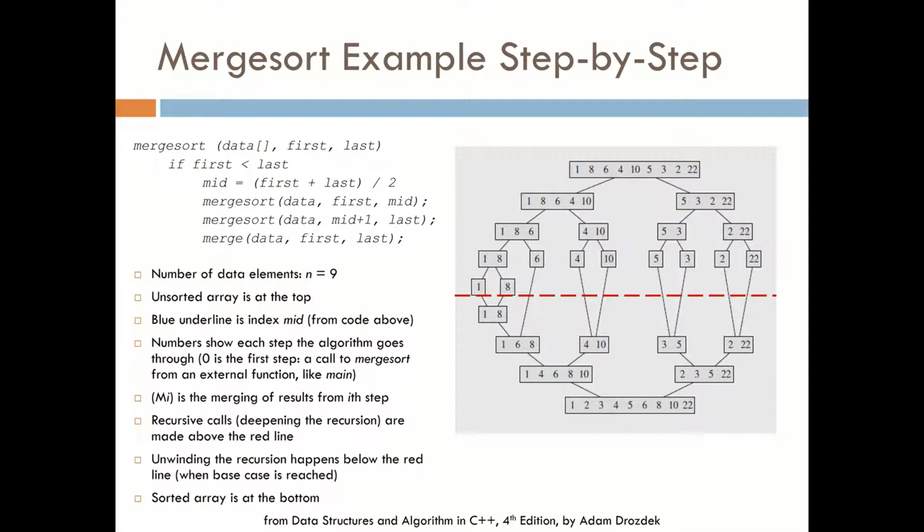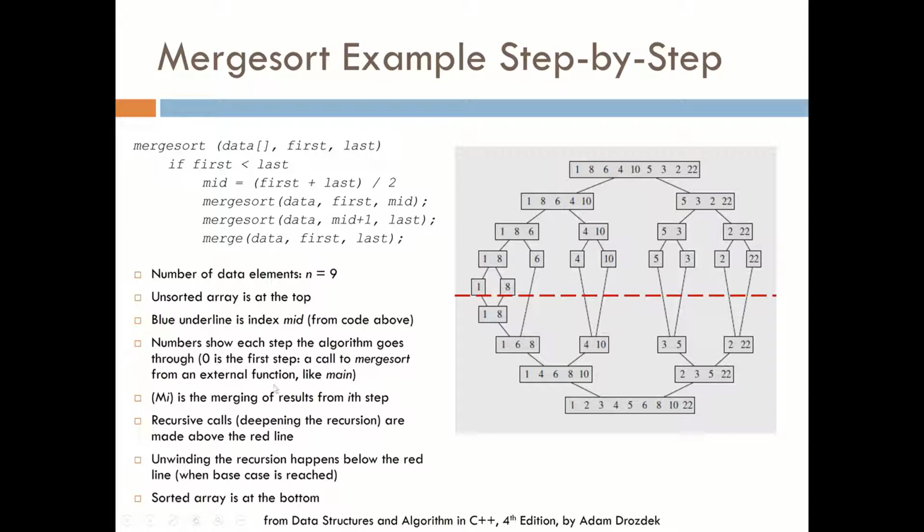So I've copied the algorithm pseudocode down so we can refer to it. I've placed a line on this diagram, and I will tell you what that means in a second. So the number of data items here is 9, and the unsorted array is at the top, as I pointed out. You will see a blue underline that will show up under various instances of the array. That is the index mid, which is calculated from the first index plus the last index, integer division by 2.